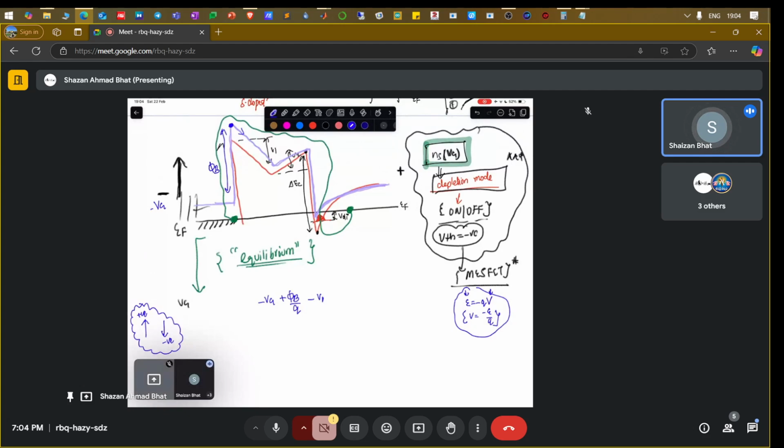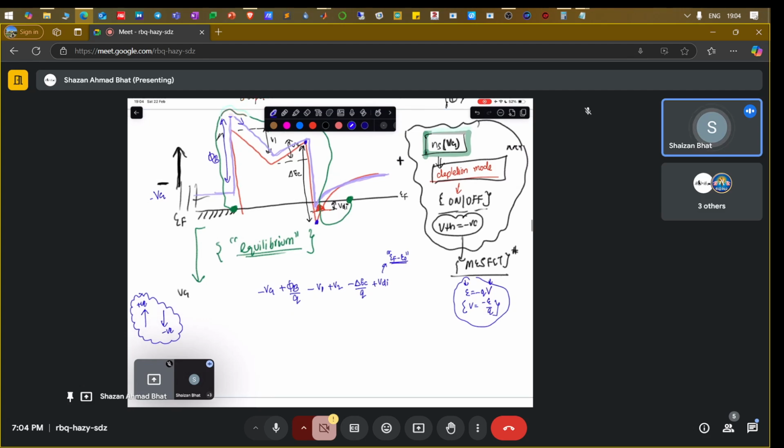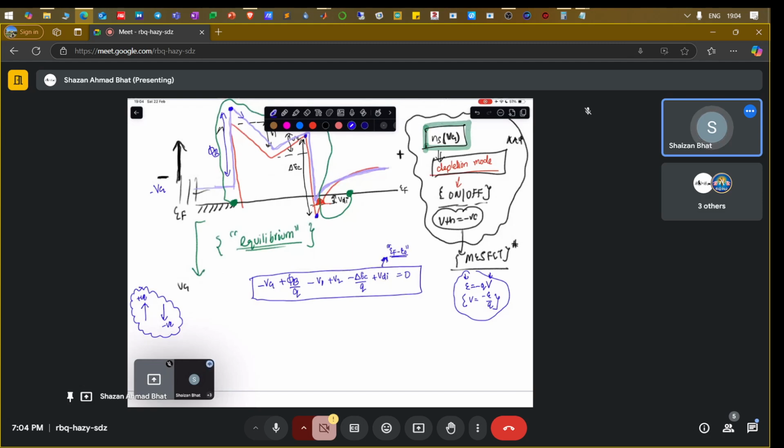And then you go up again by V2. V2 is positive because you are going up. And then you have the conduction band offset, delta Ec. Because you are going down, you have delta Ec again divided by q, because you have to convert it into voltage. And then you are going up again by how much, Vdi, which is the difference between the Fermi level and the first energy level inside the 2D electron gas. All of this equates to zero, summing all the voltages and equating them to zero.